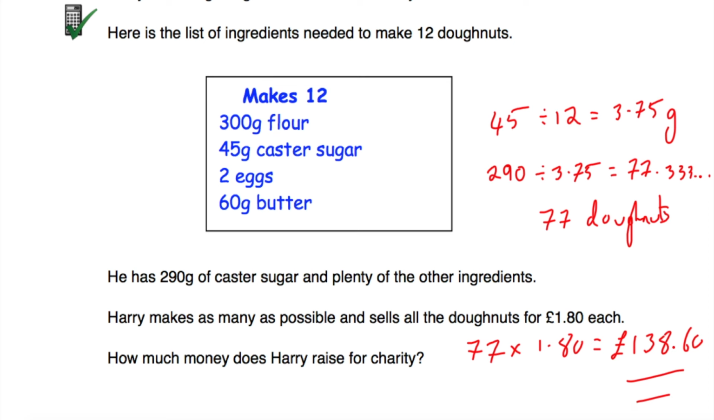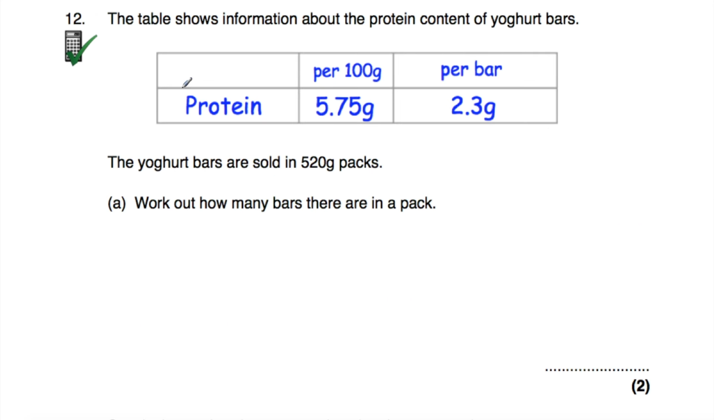Okay, let's look at our next question. Question number 12 says the table shows information about the protein content of yogurt bars. We're told that in 100 grams of the yogurt bar, there would be 5.75 grams of protein, and in each bar there's actually 2.3 grams of protein. And then we're told the yogurt bars are sold in 520 gram packs.